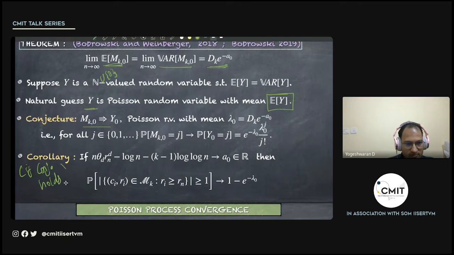Now the corollary of the conjecture: if the conjecture holds, then what do we get? The probability that the number of critical points above level R_n, M_k naught, is greater than or equal to 1 goes to 1 minus e to the minus lambda naught. Because the probability of M_k naught being at least 1 converges to the probability that Y naught is at least 1, which is this.